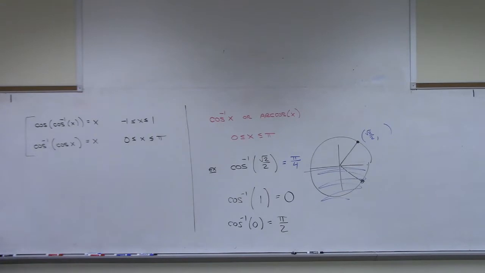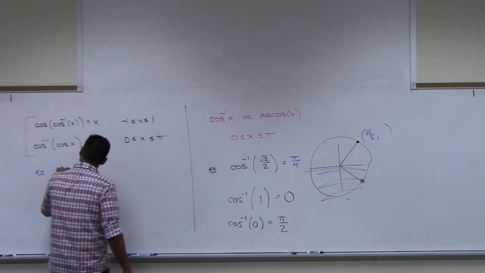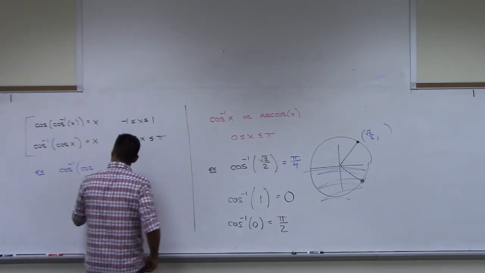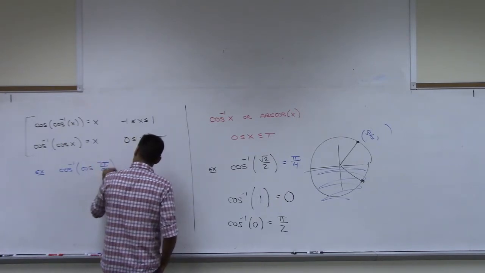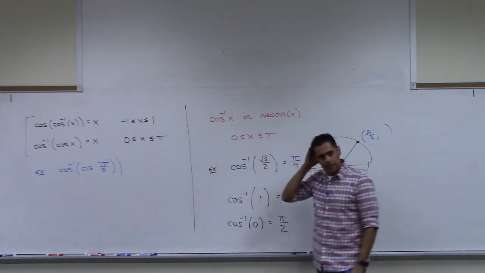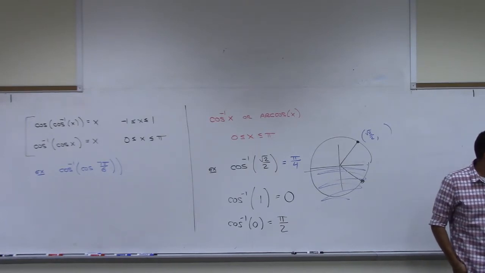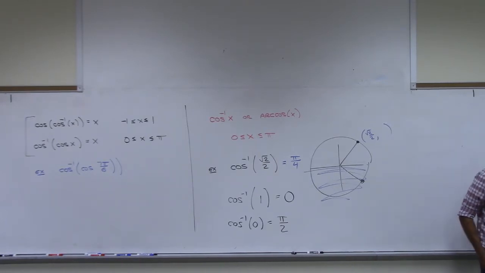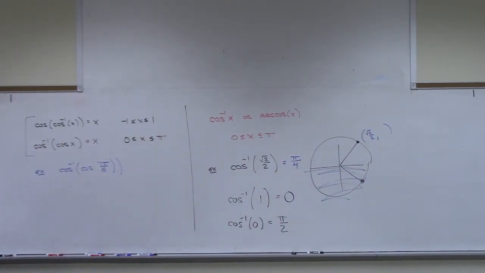I'd like to give you an example of the cancellation property for cosine. Cosine inverse of cosine of 7 pi over 6. Never mind, it's earbuds. I was like, what the heck is that? All right, is this just the cancellation property? Boom, it's just 7 pi over 6? No, because 7 pi over 6 is not between 0 and pi.